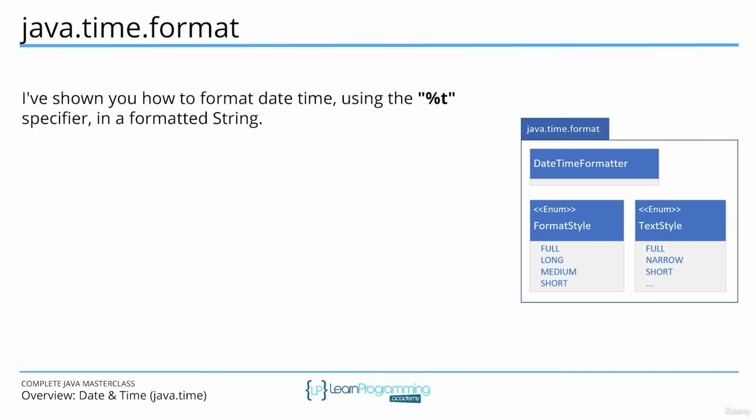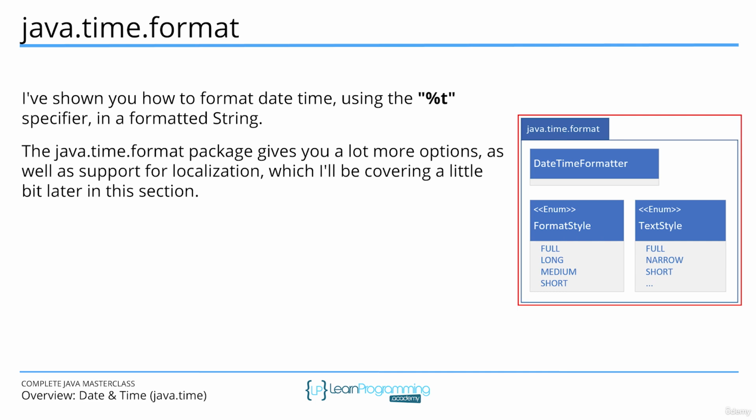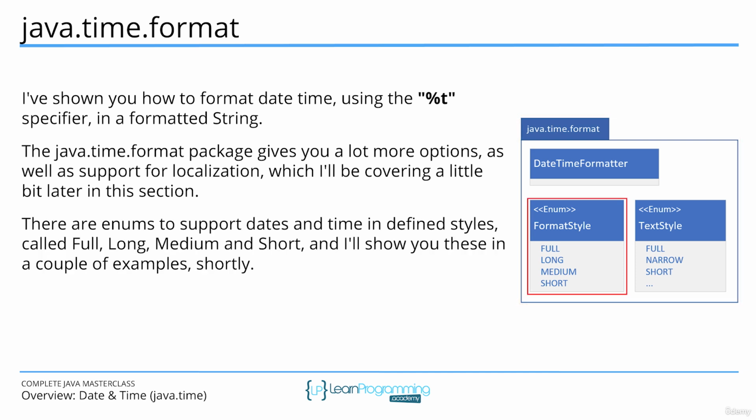I've shown you how to format date time using the %t specifier in a formatted string. The java.time.format package gives you a lot more options, as well as support for localization, which I'll be covering a little bit later in this section. There are enums to support dates and time in defined styles called full, long, medium, and short, and I'll show you these in a couple of examples shortly.